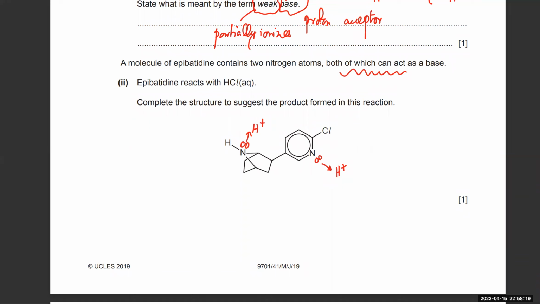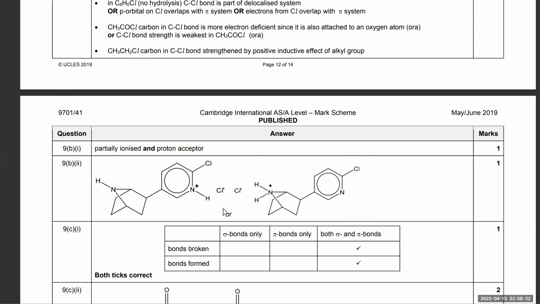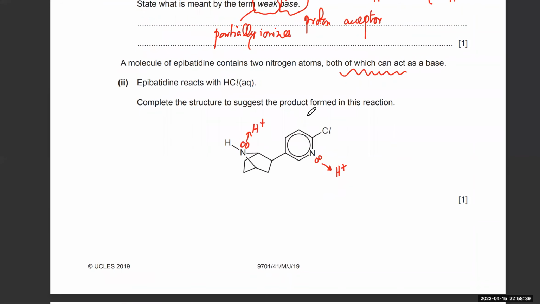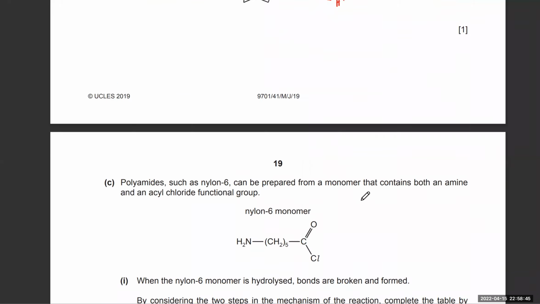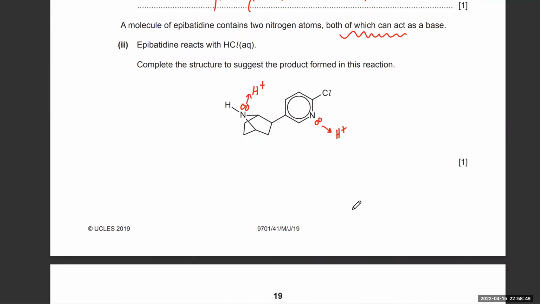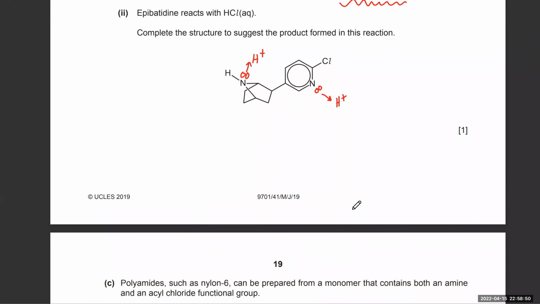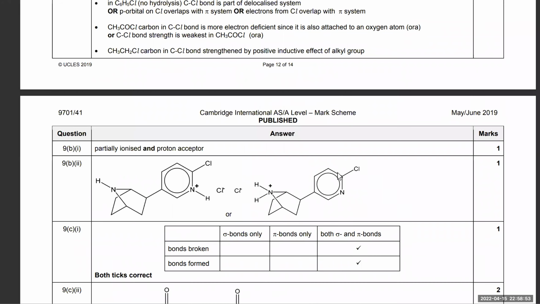So let me just quickly check. So it is, I mean, both of them can act as a base. So why it's, they've drawn two structures. One time it's this one that has accepted an H plus one. The other time it's the other one. So are we supposed to draw two structures? A molecule contains two nitrogen atoms, both of which can act as a base. So basically they've suggested that it could be either one of them. Or it could possibly be both of them. Partially ionized and proton acceptor.